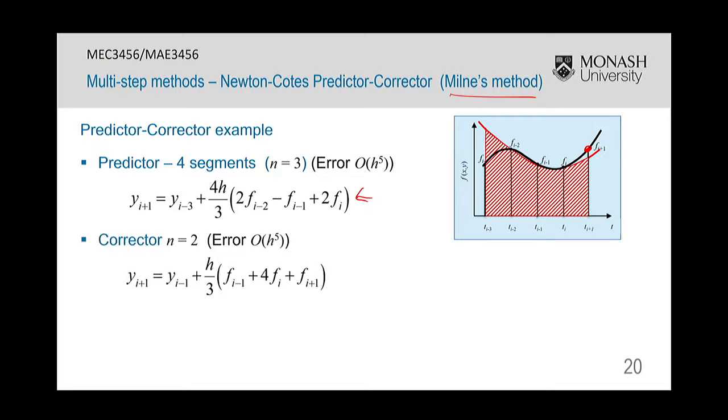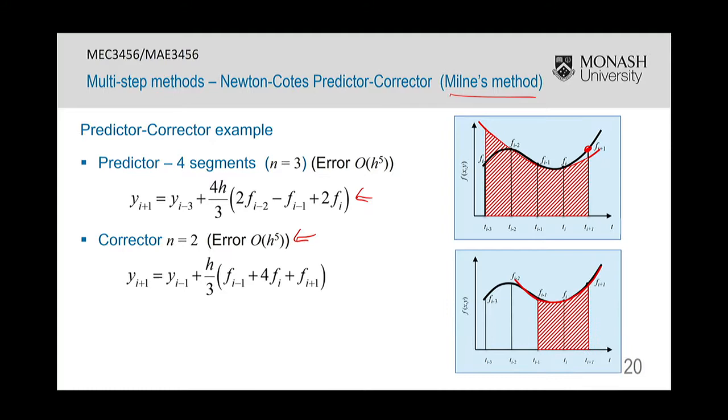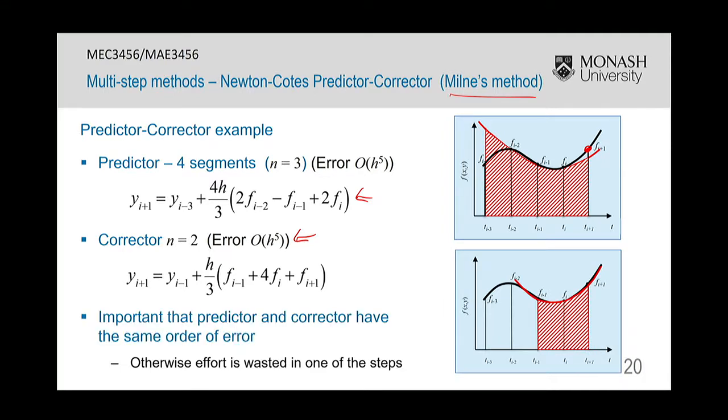We then use a corrector, and for the corrector we only need n equal to 2, because that gives us an error of order h to the 5th as well. So we then use Simpson's rule. This is the corrector step, which looks like that. And I've already mentioned this, but it's important that the predictor and corrector have the same order of error, otherwise you're wasting effort in one of the steps.